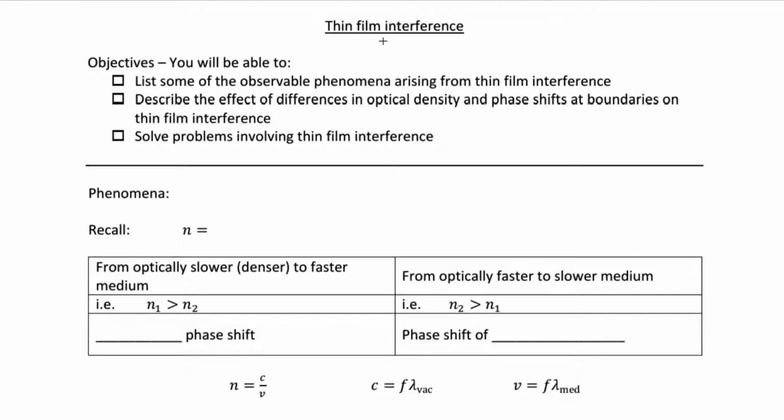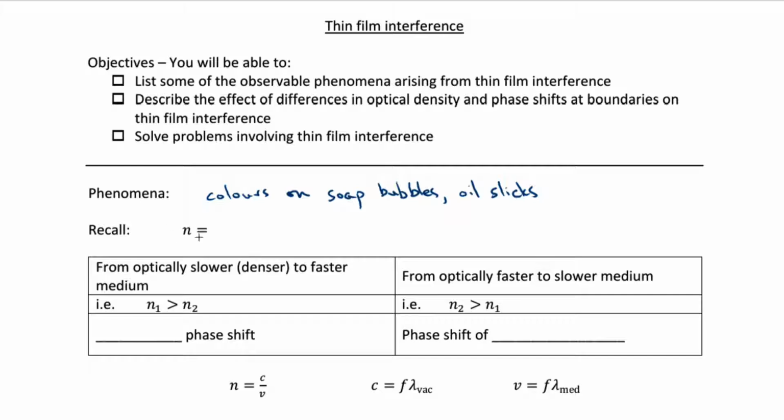This lesson's on thin film interference, and here are the objectives. Thin film interference is the physics behind the phenomena of the colors on soap bubbles and oil slicks. So understanding where those colors come from is the focus of this lesson. And in order to understand that, we need to go back and review a few things first.